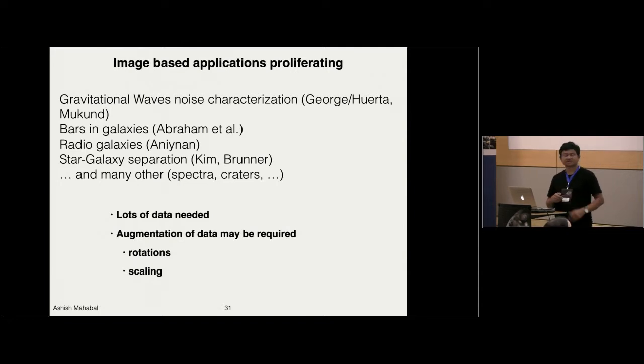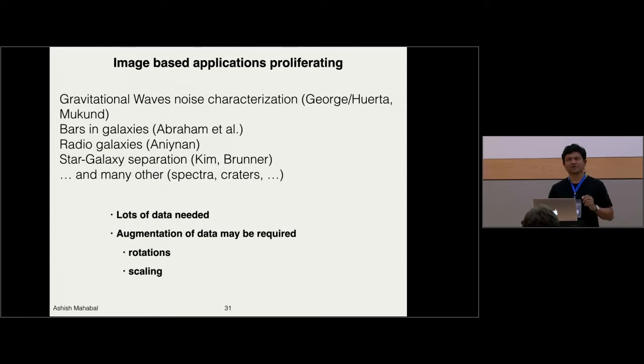There are lots and lots of cases, for instance, with gravitational waves, noise characterization, bars in galaxies, radio galaxies, star-galaxy classification, and many examples. They are growing really fast. Again, what one really needs are a lot of examples, and well-labeled examples to start with. And then in many cases, augmentation of data may be required and is possible. So for instance, if you don't mind the galaxies being rotated, because in the universe you see both kinds, that's a perfectly good thing. You can rotate them to have different angles and so on. You can scale them in different ways, because galaxies at different redshifts can be seen in different ways. So all that is possible, and wherever it is possible, it's useful to do the augmentation.